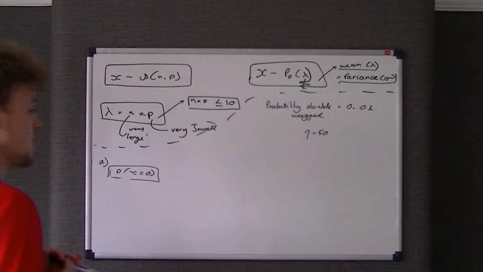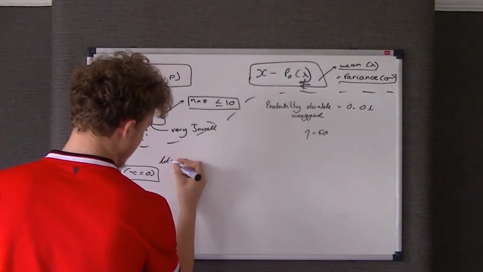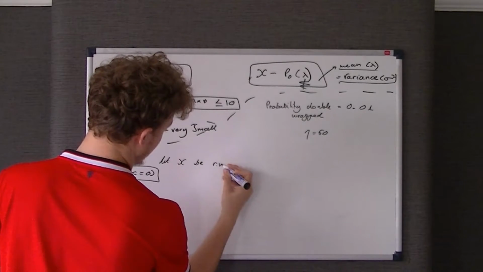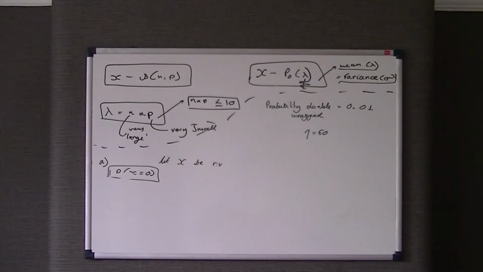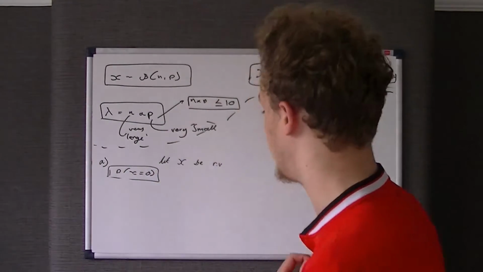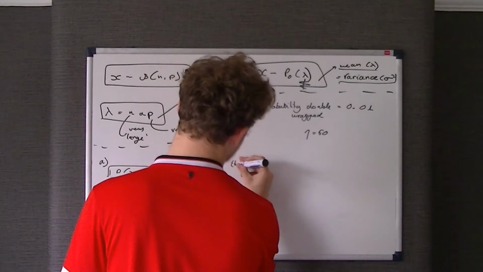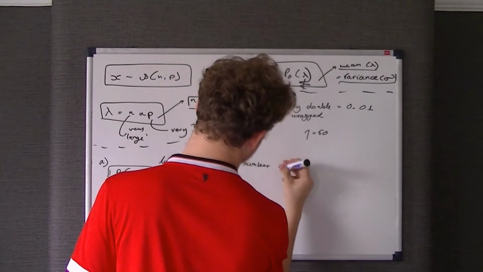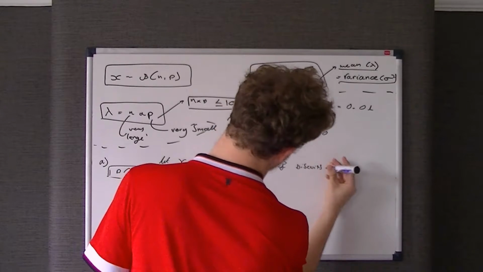In this case, you would say, let x be the random variable. I'm just going to write RV. Let x be the random variable, the number of biscuits that are double wrapped, because that's what we want to find out.